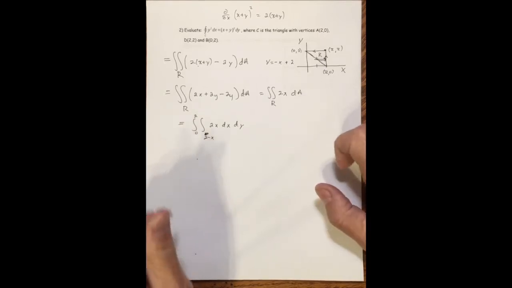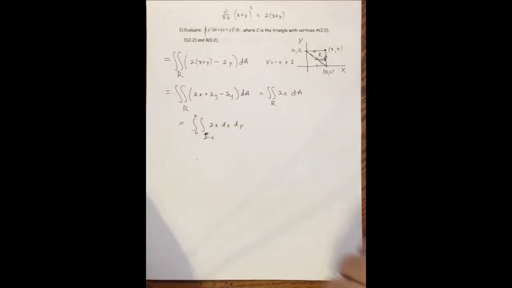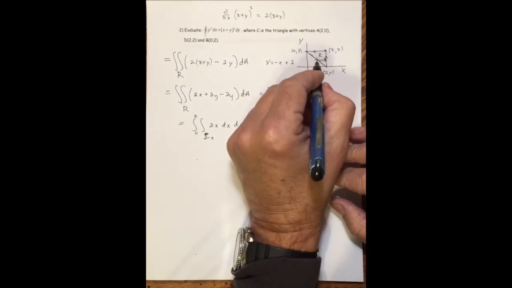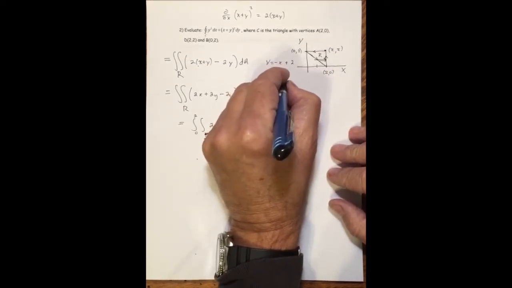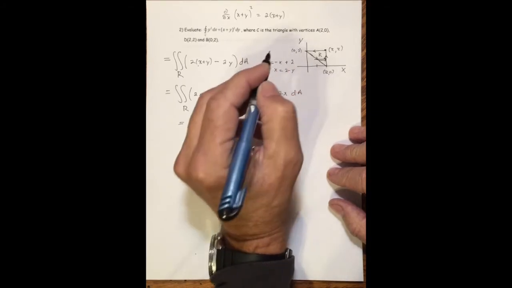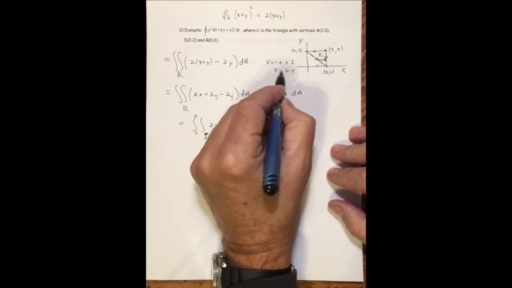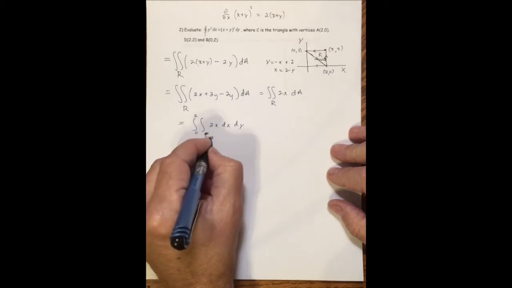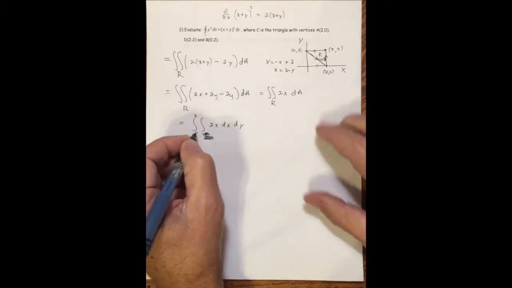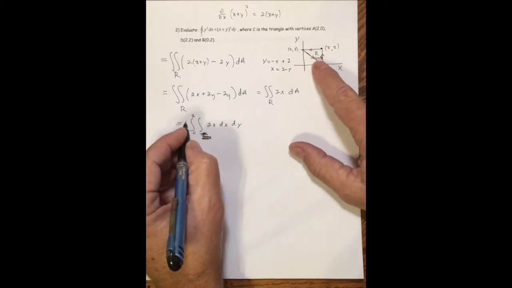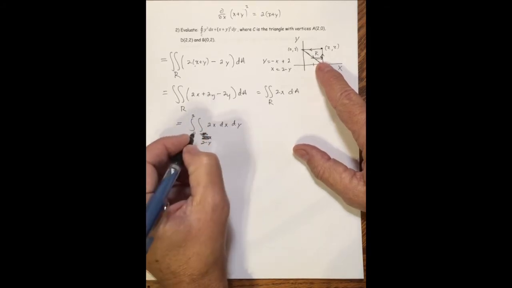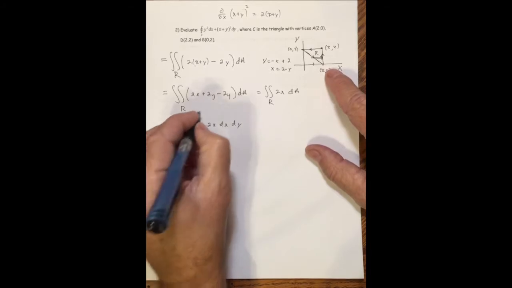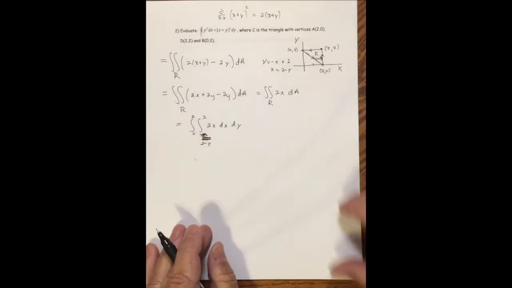That's not right either. Let's think about this. If I'm going to go this way, I have to change the curve to x equals 2 minus y, don't I? Swap these two. So let's get this right. X is going to go from the line, and the line has equation 2 minus y, and then x stops at x equals 2. Oh my goodness.